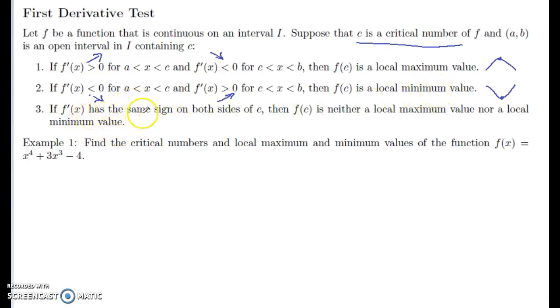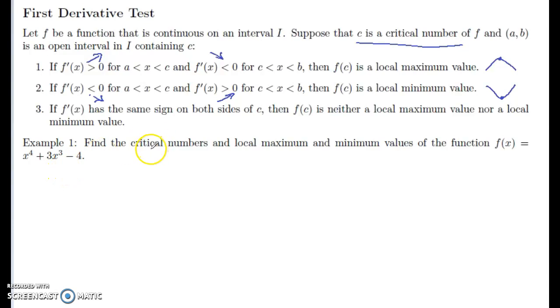Now, if f prime of x has the same sign on both sides of C, even if C is a critical number, then f of C is neither a local max nor a local min. Let's take a look at example 1 to understand the first derivative test.